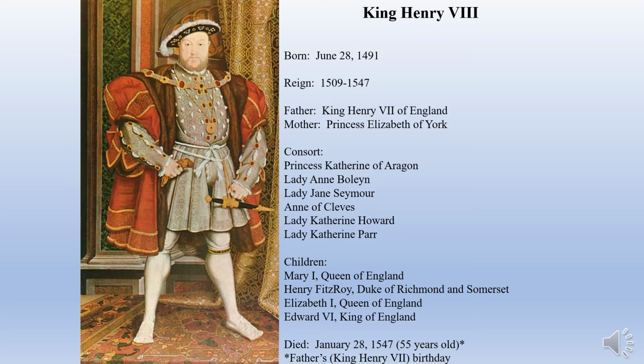He will also have 6 wives, who we will explore in a minute because it has a lot to do with the English Reformation. His 6 wives are, of course, Catherine of Aragon, the daughter of King Ferdinand and Queen Isabella, Lady Anne Boleyn, Lady Jane Seymour, Anne of Cleves, Lady Catherine Howard, and Lady Catherine Parr. And while he'll have many children, he only has 4 that are considered to be legitimate. 3 legitimate and 1 semi-legitimate.